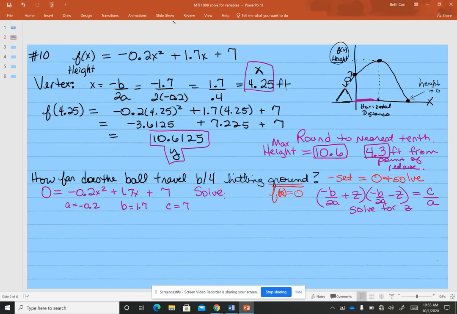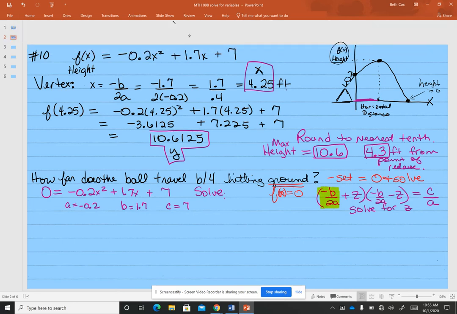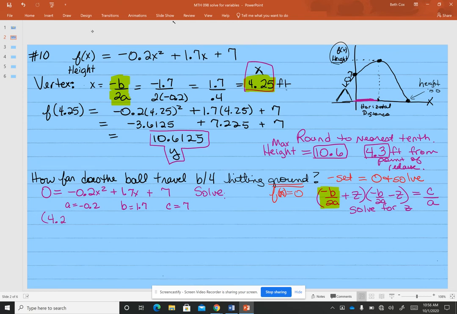Okay, so here we go. So I've already done the negative B over 2A, so I'm not going to redo that. That's another reason to choose this method, because I've already done that. Negative B over 2A, I've already done. That's 4.25. So this is another reason why I'm going to go ahead and use this method. So I'm going to have 4.25 plus Z and 4.25 minus Z. And that's going to be equal to 7 over negative 0.2.